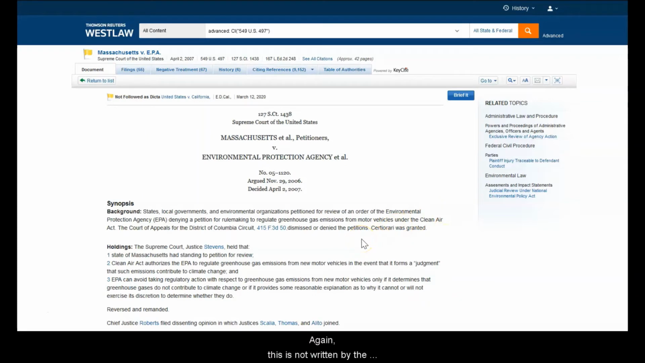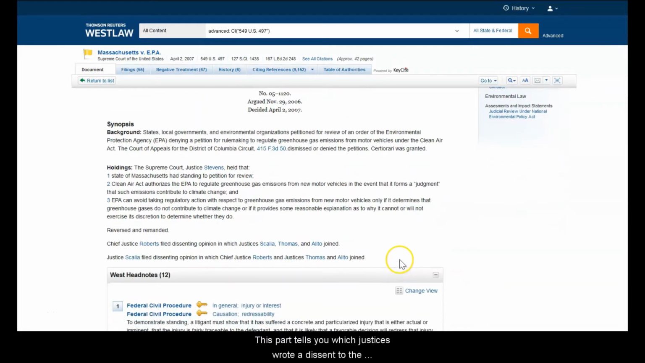Again, this is not written by the court. It's a summary to make it easier to determine what the case is about and the outcome. Here, the Supreme Court reversed the decision of the lower court and sent it back to be reconsidered. This part tells you which justices wrote a dissent to the decision, which means that they disagreed, and why they disagreed.